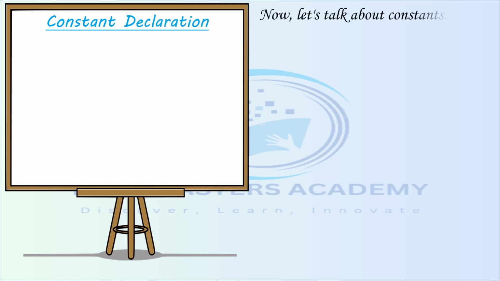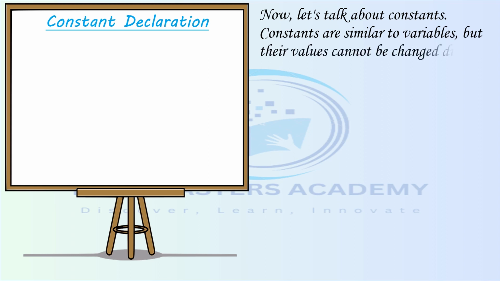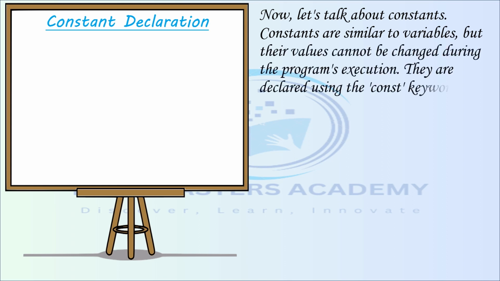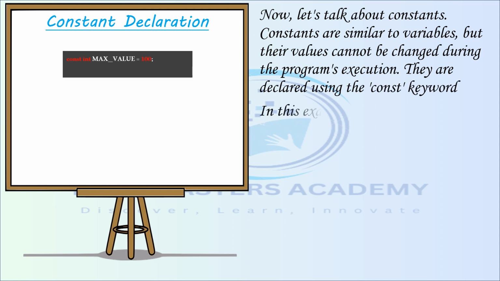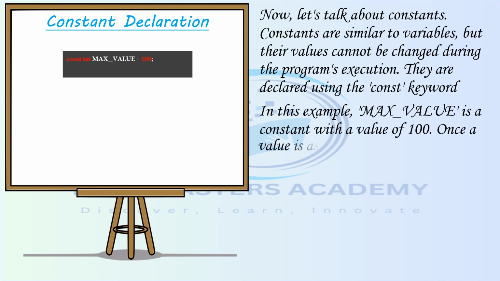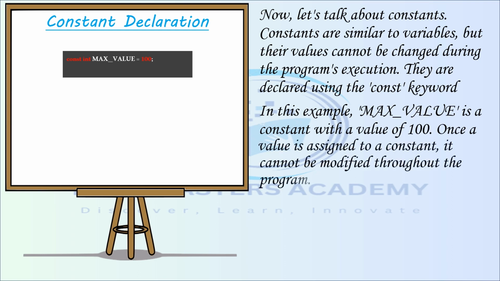Now, let's talk about constants. Constants are similar to variables, but their values cannot be changed during the program's execution. They are declared using the const keyword. In this example, max_value is a constant with a value of 100. Once a value is assigned to a constant, it cannot be modified throughout the program.